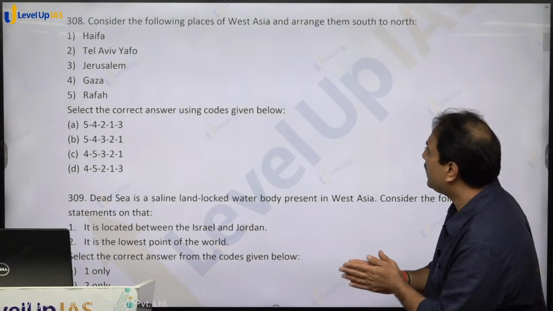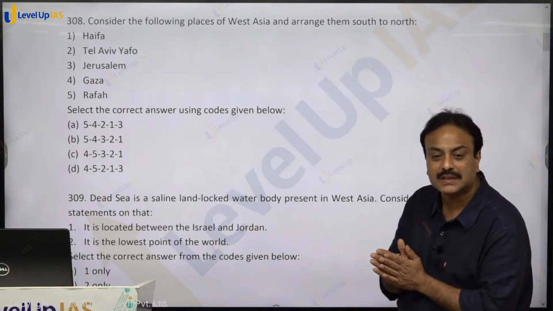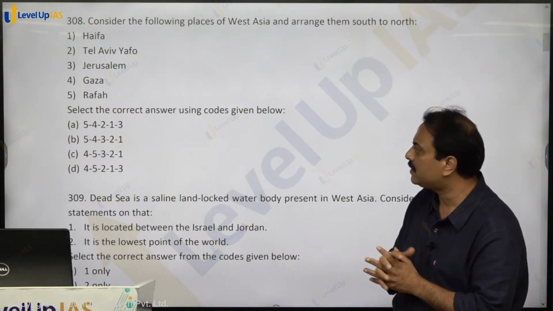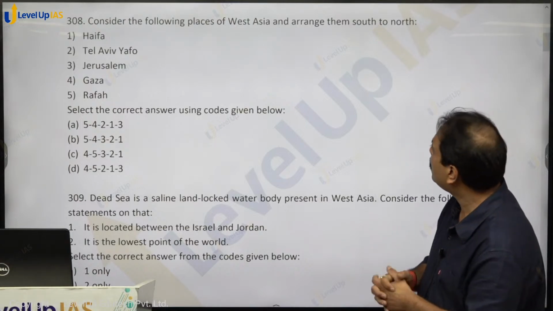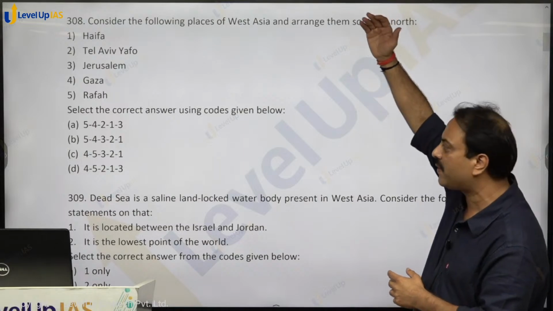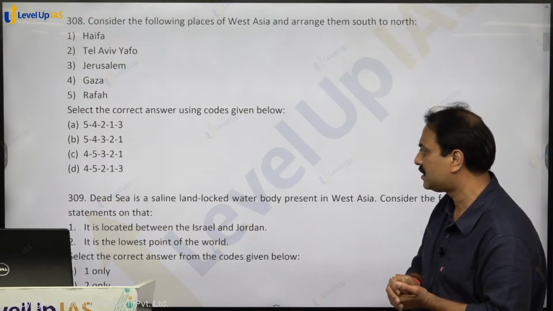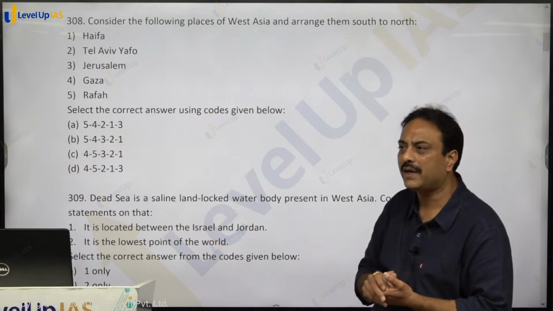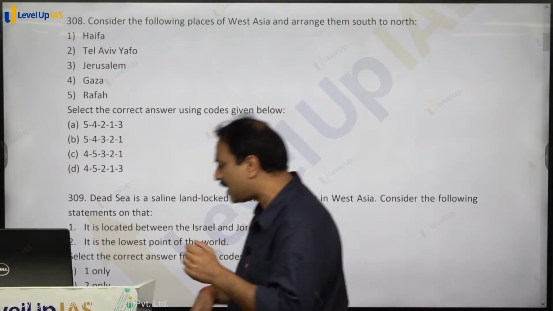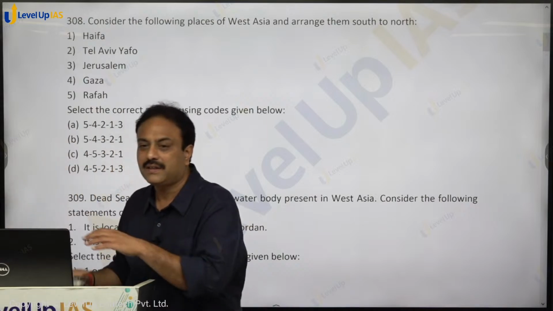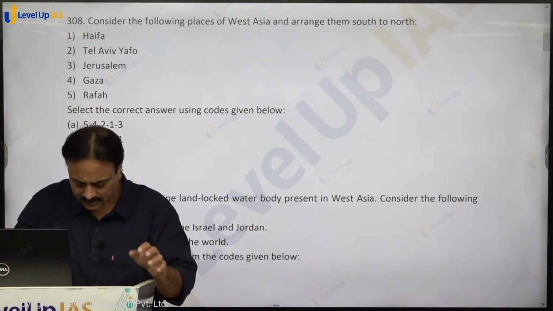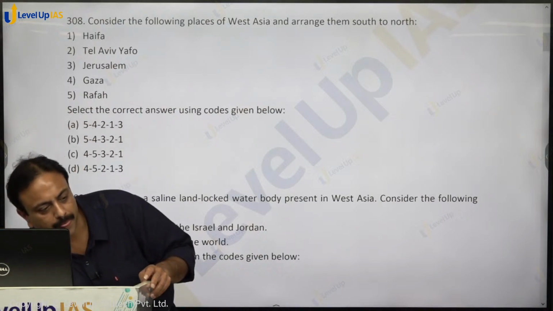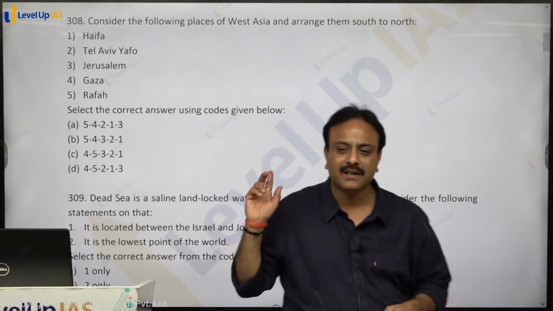So consider the following places of West Asia and arrange them south to north. So Haifa, Tel Aviv, Yafo, Jerusalem, Gaza, Rafah. South to north you have to arrange, bottom to top. 5, 4, 3, 2, 1 will be the answer. Right? So option B, B for boy, shall be the right answer. Are you getting that or not? Yes. Getting that? 100%?